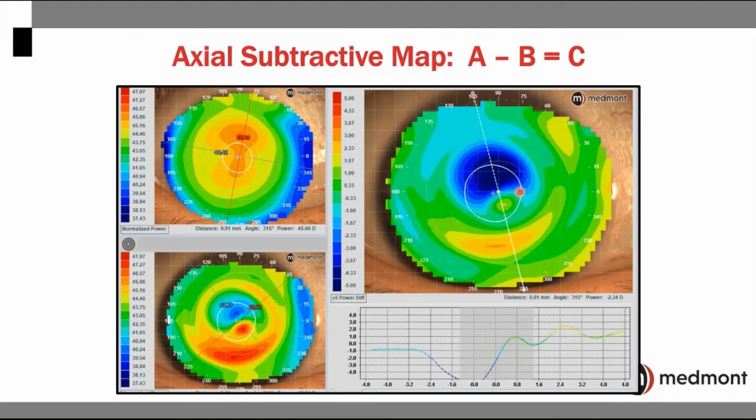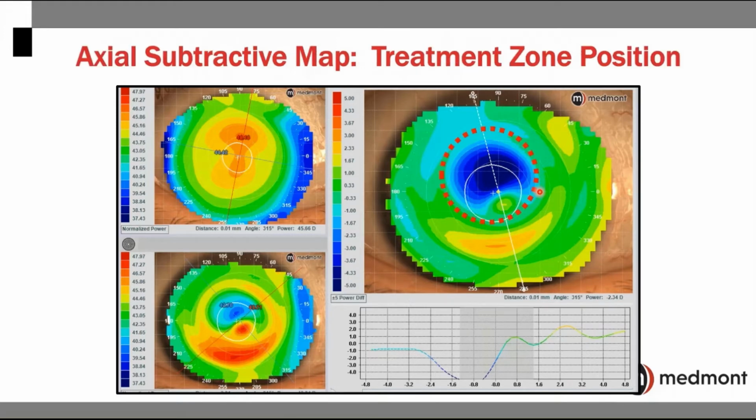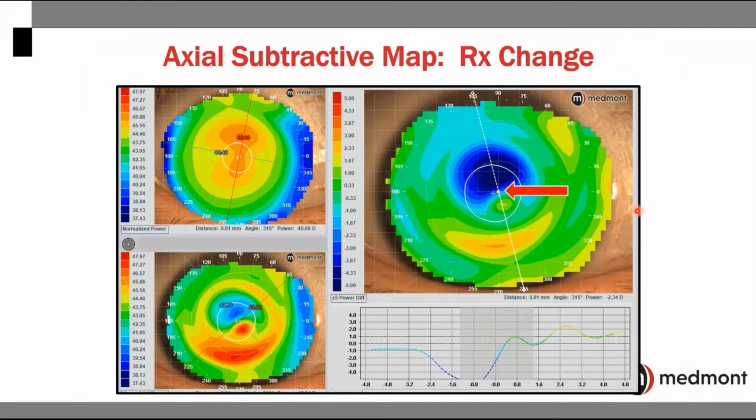With this subtractive map, we might look at the effect in relationship to the pupil. And here we follow the border of the blue treatment zone. And it appears that that hydraulic effect is displaced high, giving us a blue treatment zone that's decentered superior in relationship to the pupil. So the axial map helps you to understand the treatment zone position.